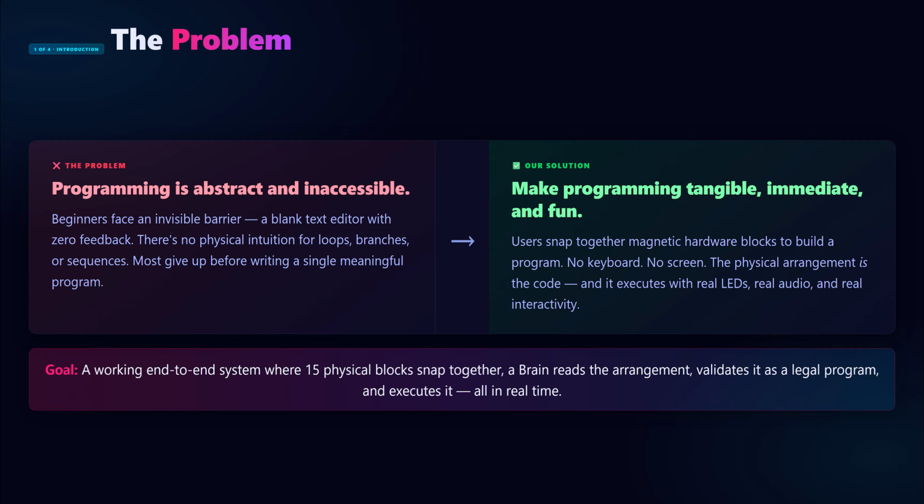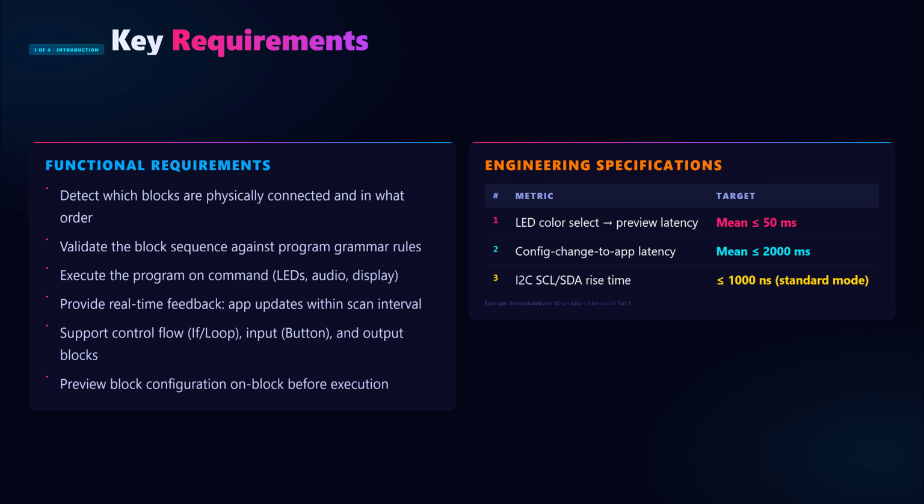The brain reads that arrangement, checks that it is a valid program, and then executes it with real LEDs, audio, and touch display, all in real time. For requirements, we focused on 3 big ideas. First, functionally, the system has to detect which blocks are connected and in what order, validate that sequence against our syntax rules, and then execute on command, driving LEDs, audio, and the display with real-time feedback in the companion app.